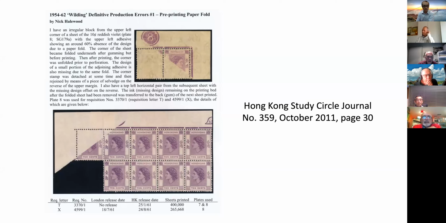Here, the block at the bottom, the sheet was printed with this part folded underneath. So that meant the ink went on the, whatever you call it, the platen, the base. And then when the next sheet went on, it picked up that ink on its gum side.